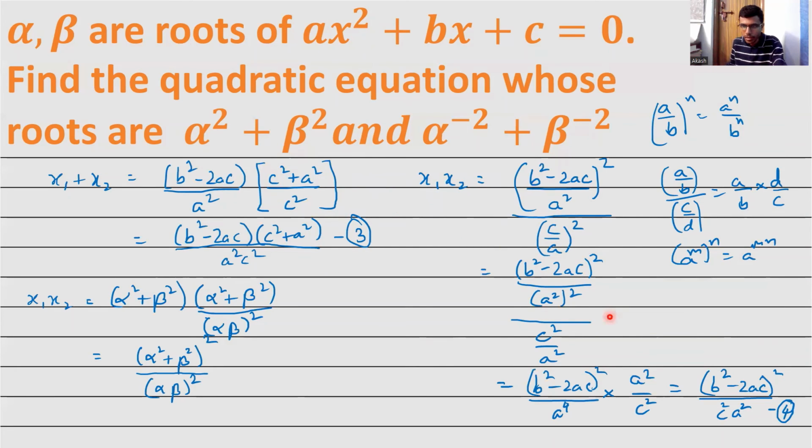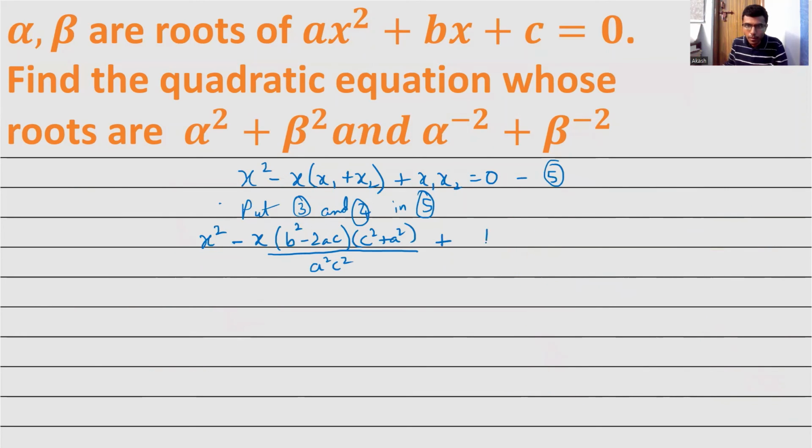x1 x2, we got b square minus 2ac whole square by c square a square, is nothing but equal to 0. Now if you observe here, I have denominator as c square a square into c square. Here also I have c square into a square, it's nothing but a square into c square. Here I do not have a square into c square, so I'm going to multiply and divide a square c square here. You can write like this, there's no problem. Fine. So now you see all the three of them have the same denominator.